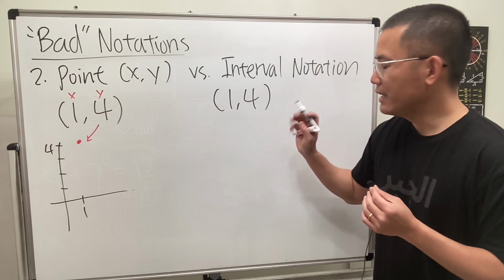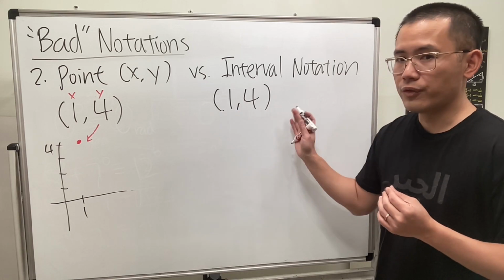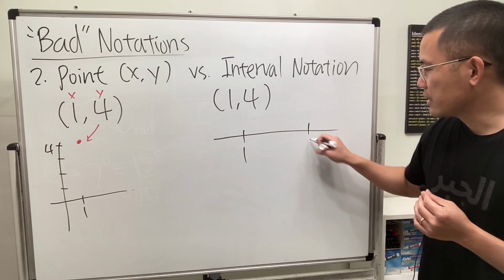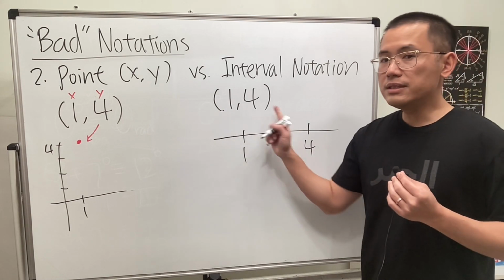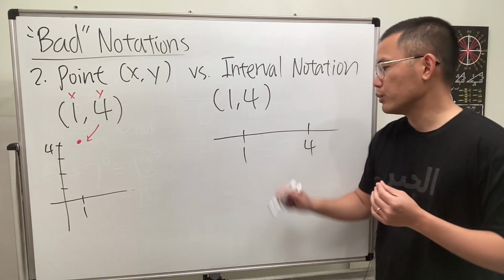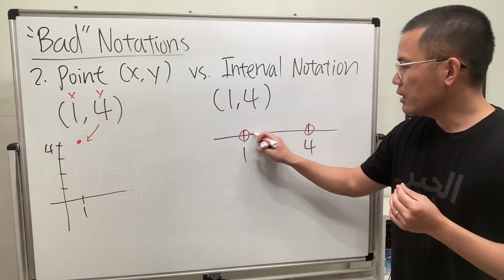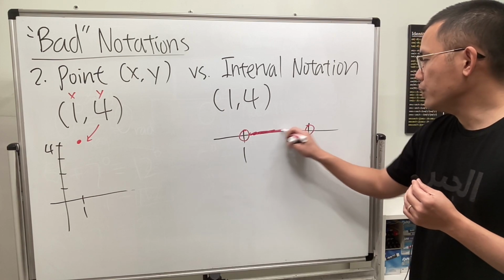But if you have 1 comma 4, if this is an interval notation, what this means is that we have an interval going from 1 to 4. So you can look at a number line. Here is the number 1. Here is the number 4. Parentheses means that we are not including the endpoint values. So open circles here, likewise here. And we take all the numbers in between.